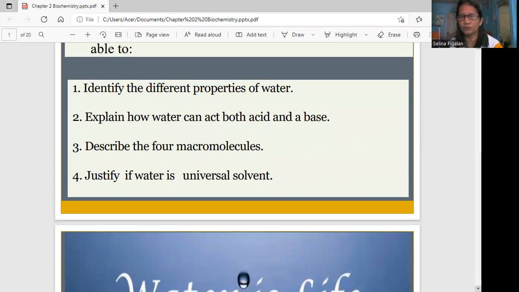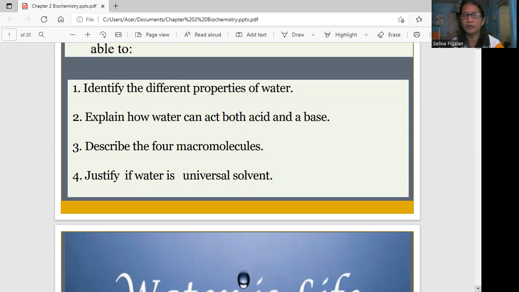Okay, so as we knew in your pH level or in your scale, I knew that this acid and base was already discussed in your general chemistry, in your chemical reaction. So water is in between the acid and the base, with a neutral pH. Okay, so it says here that water can act as both an acid and a base. Okay, describe the four macromolecules.